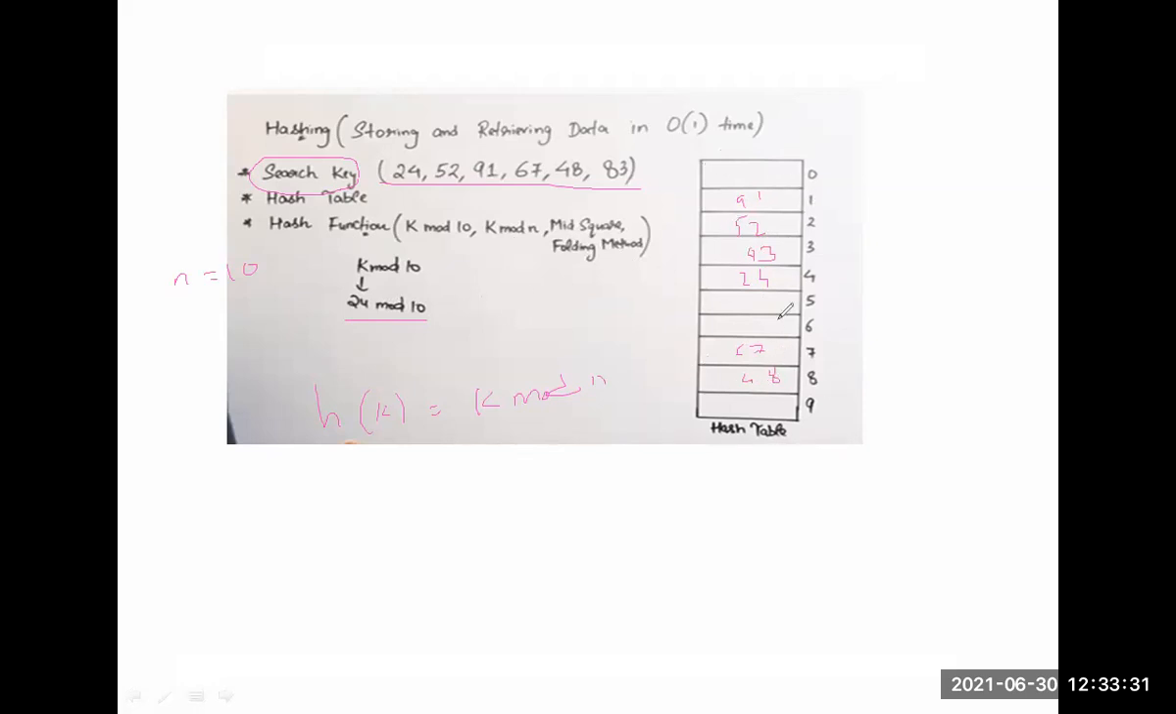If the location is occupied, for example if you have another number 93, and the third location already has another element, then you cannot insert there. In this way you have to use the hash function to store the values in the hash table. So here I store the hash values. Now I want to search for 67. 67 mod 10 means the seventh location, so in the seventh location I found the value 67.